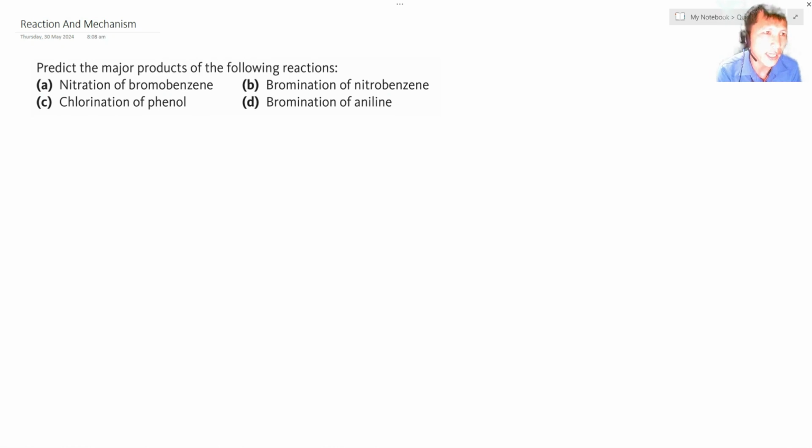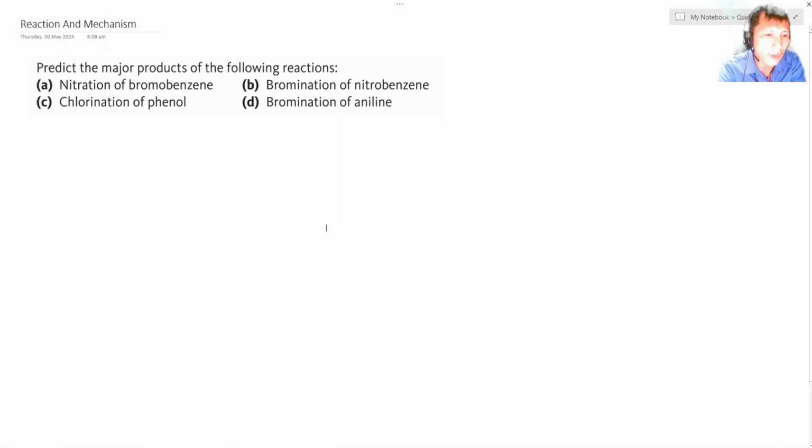So the first one is predict the major products of nitration of bromobenzene. So again, by just using the cheat sheet without memorizing. Our aim here is just to understand the chemist, not to be the chemist ourselves. But anyway, if you really want to dig deep, you can just look for an organic chemistry text.